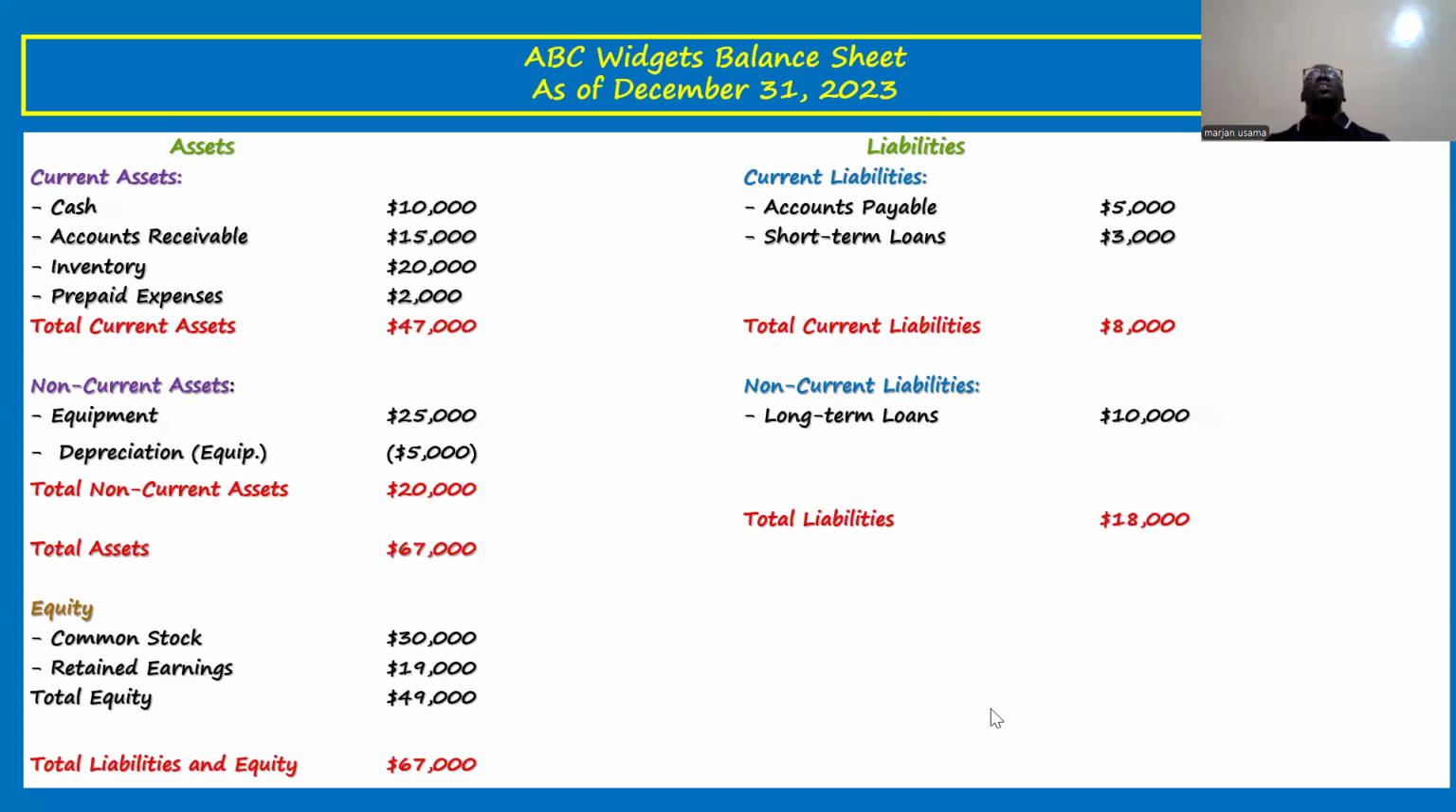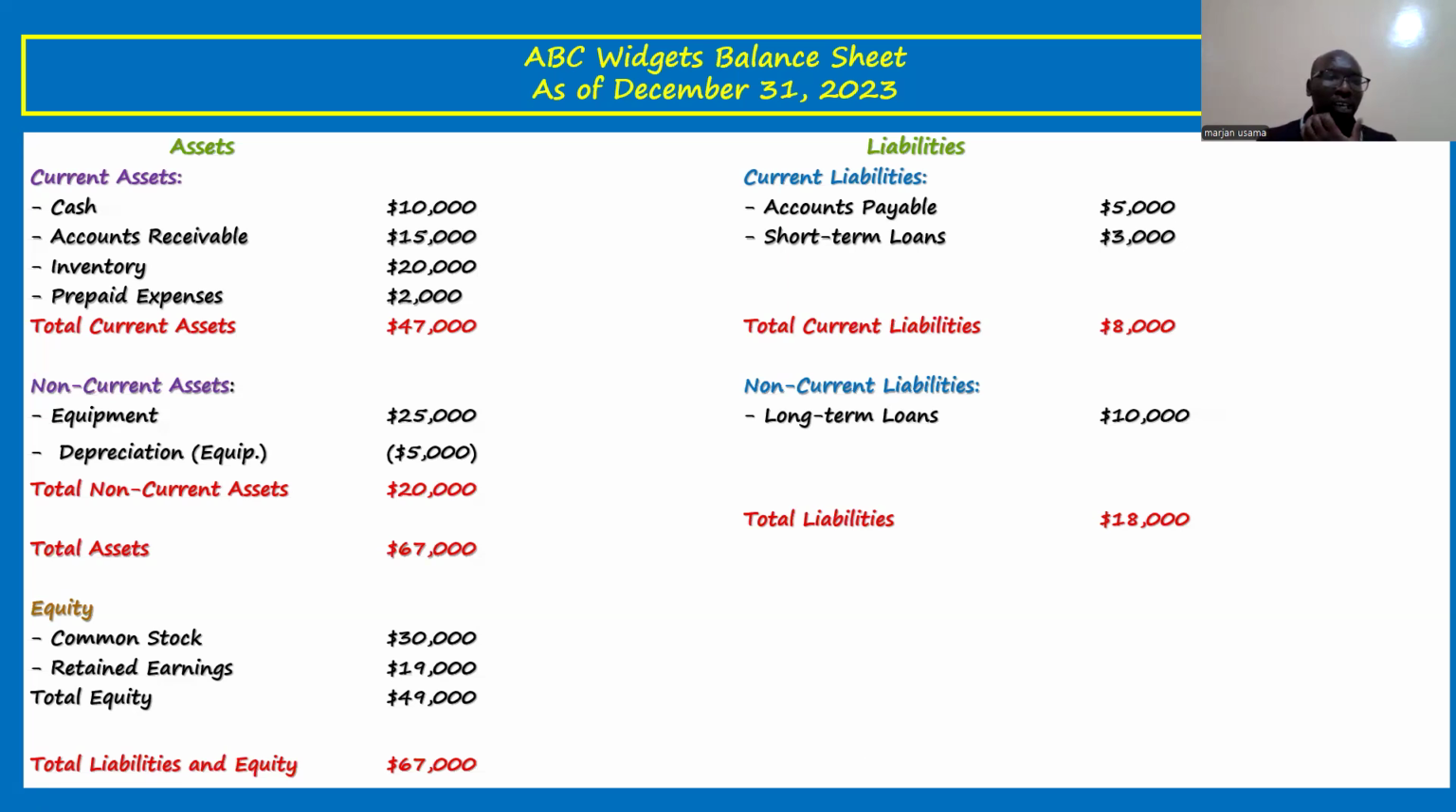Sometimes in an exam, what normally happens is you are given the information: the assets, the liabilities, the equity. They give you all the information, and they will tell you to do what? They will tell you to prepare a balance sheet. At the end of the day, this is very important: your balance sheet has to be balanced.